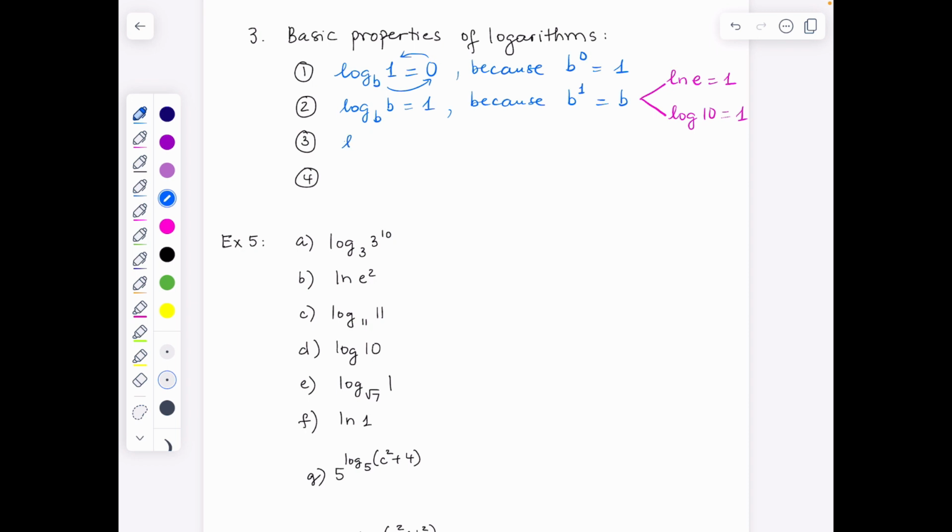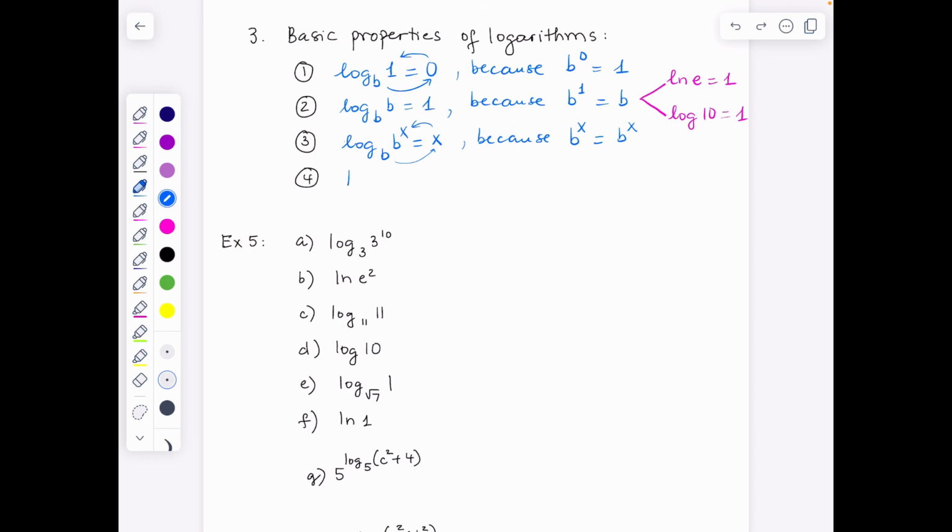Next one is log base b of b to the x is equal to x. This is true because if you use the arrow trick, converting it to exponential form, you can see that b to the x is indeed equal to b to the x. So it looks almost like these cancel out somehow and give you the x.